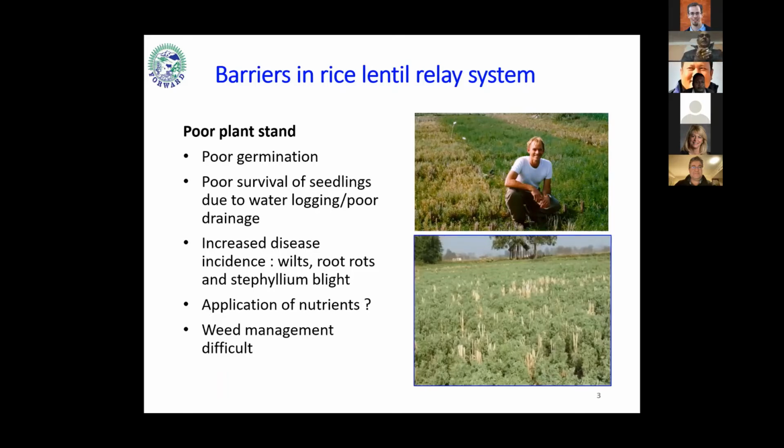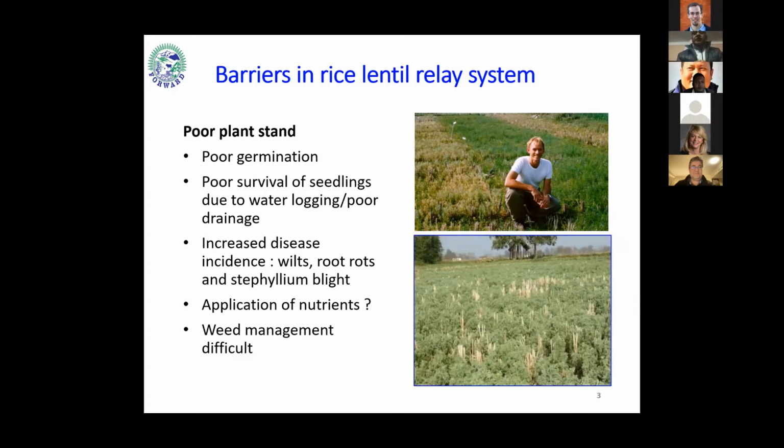Now, barriers in the rice-lentil relay system. Since this rice relay system occupies more than 40% of the area under lentils, this is one of the major systems, and the major barrier in this system is poor germination of lentil. Even if it germinates, there is poor survival of seedlings due to waterlogging or poor drainage. This is the problem I have shown in the picture also.